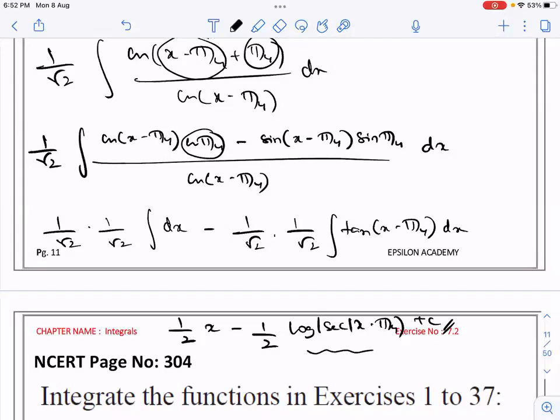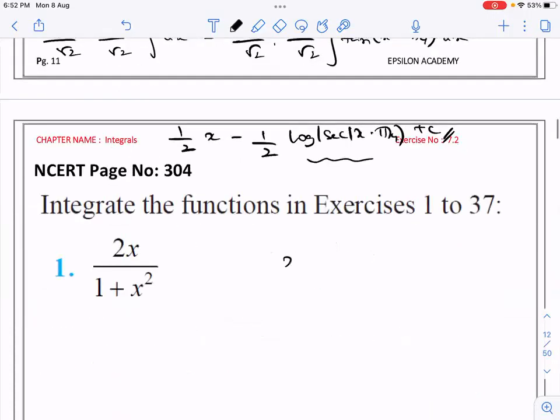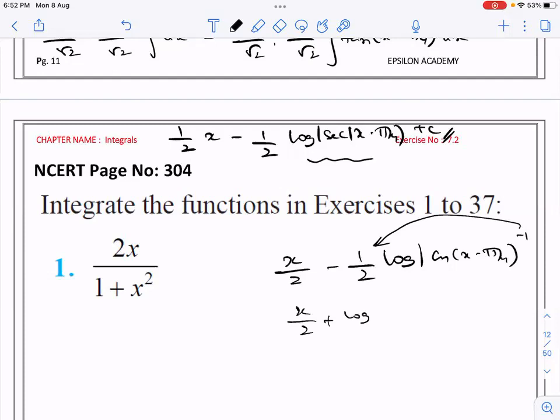Plus log of, because secant x is 1 by cos x. So what he has done is x by 2 minus half into log of cos of x minus pi by 4 power minus 1. This minus 1 will come here as a multiplication factor. So x by 2 plus log of cos of x minus pi by 4 plus c. This is what the answer is. Both are same.